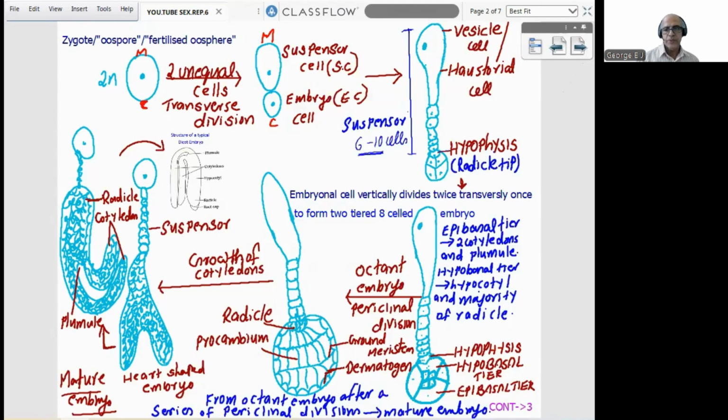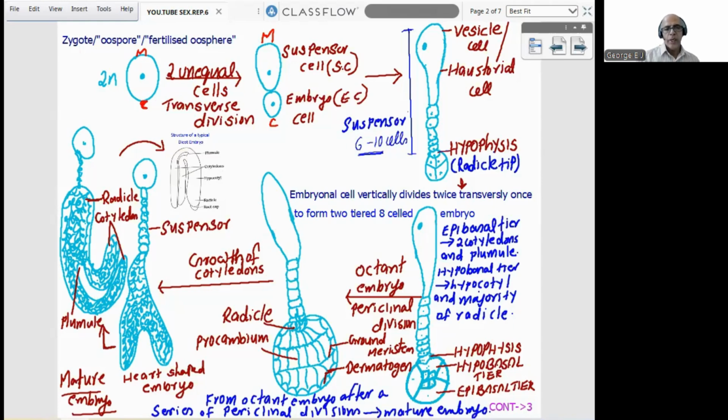See, first, zygote. Zygote is otherwise called oospore. Oospore can be called a fertilized oosphere. Oospore is zygote, it is diploid. Oosphere is haploid, that is equivalent to egg. Fertilized oosphere is oospore. I think the 3 terms are clear, and their ploidy levels.